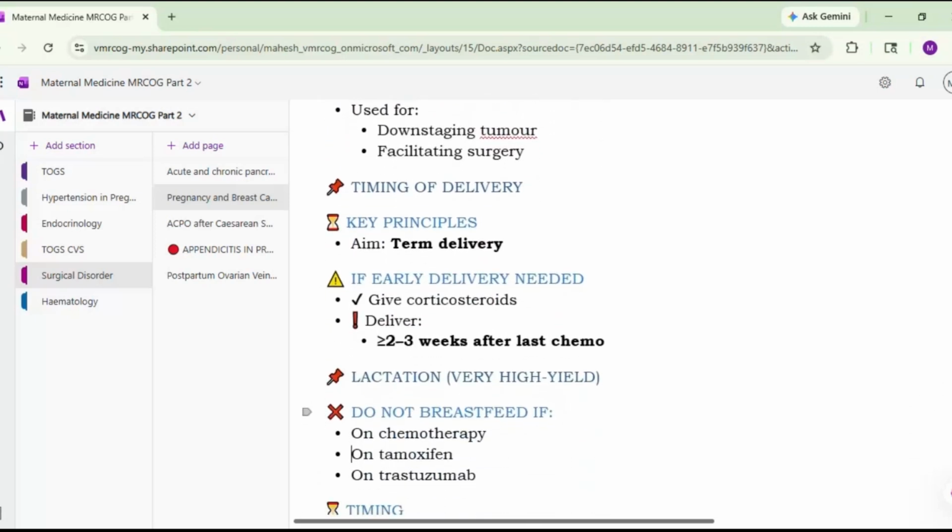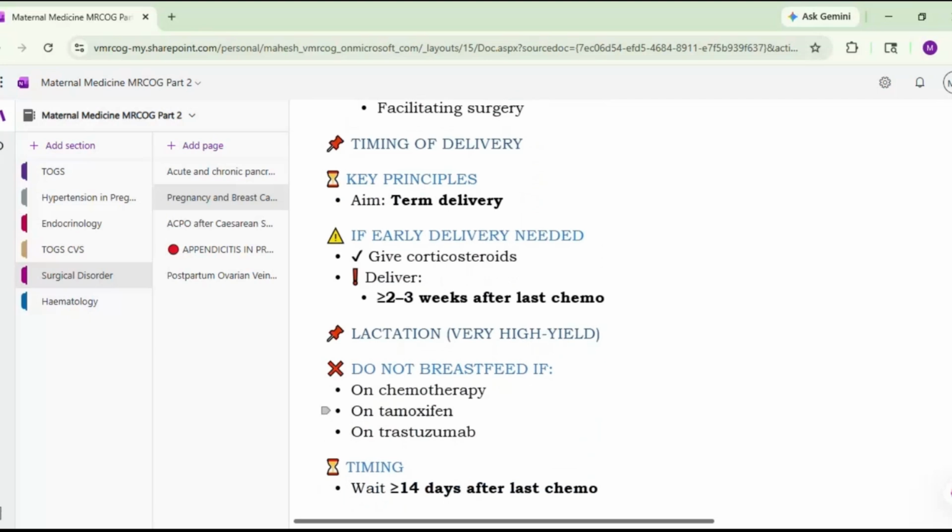What is the timing of delivery? It is the term delivery. We'll go ahead with the term delivery. If early delivery is required, the corticosteroids are to be given. Generally, we have to stop the chemotherapy 2 to 3 weeks before the planned delivery. Okay, so this key principle also you should remember. Stop the chemotherapy 2 to 3 weeks prior to the anticipated date of the delivery.